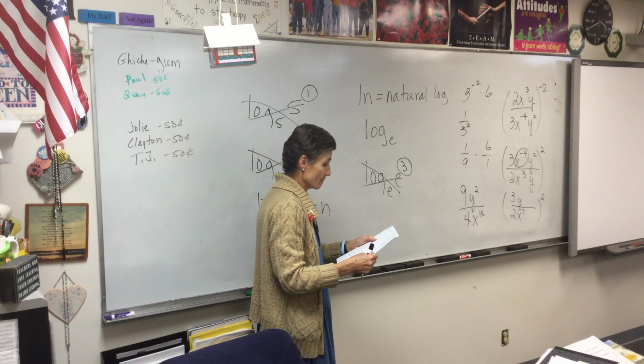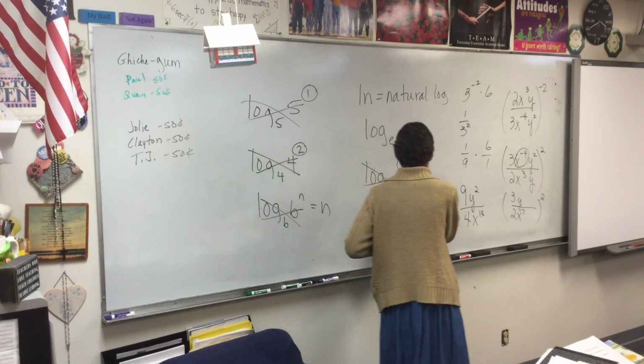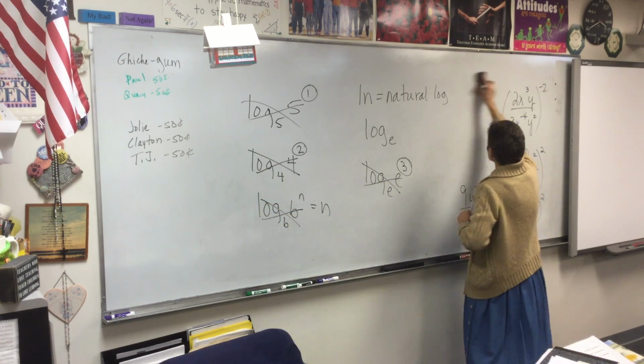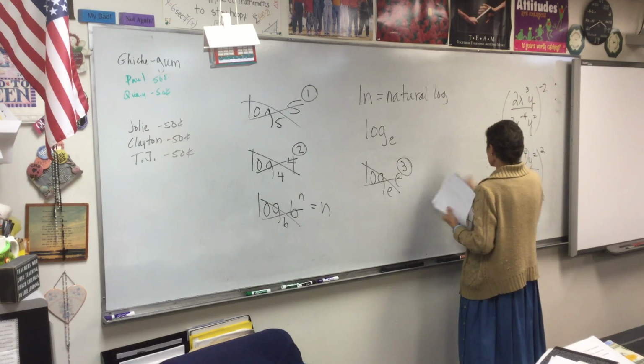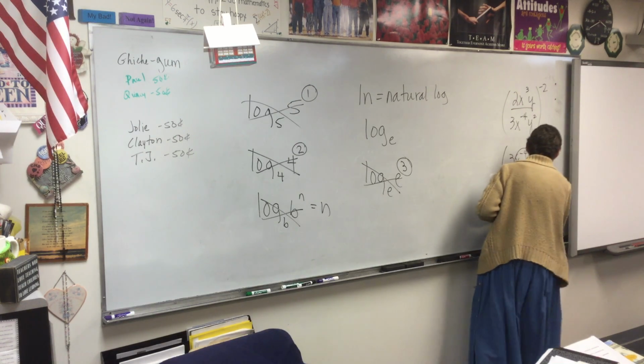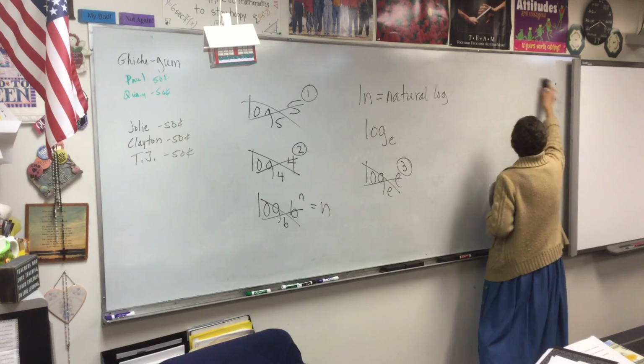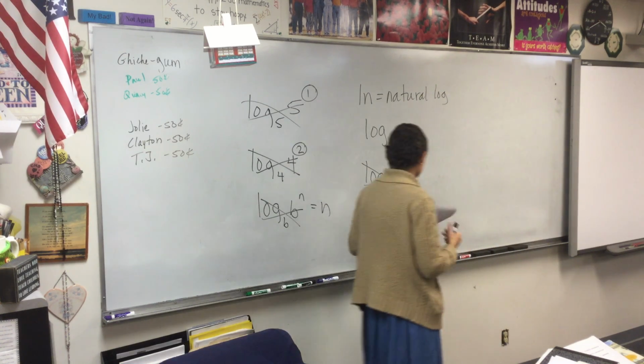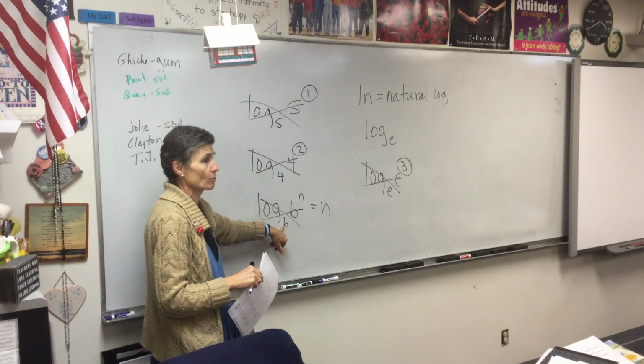Anytime you have the base of the logarithm and the base of the exponent back to back, they're going to cancel. That is a property of logarithms.